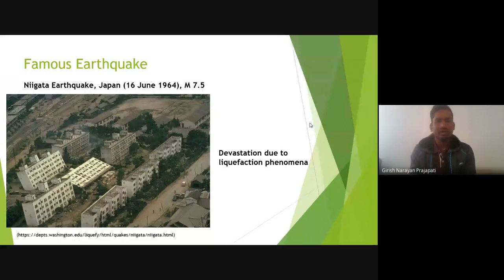So why am I giving this example? Because here the devastation, or the collapse of the buildings, was due to the liquefaction phenomenon. Because of the seismic waves, the soil beneath the building behaved like liquid. It liquefied. It became very soft, and because of that softness, the building completely collapsed in an out-of-plane position.